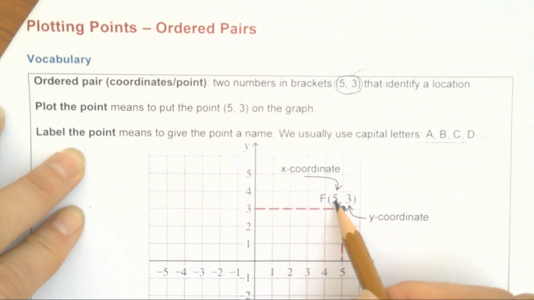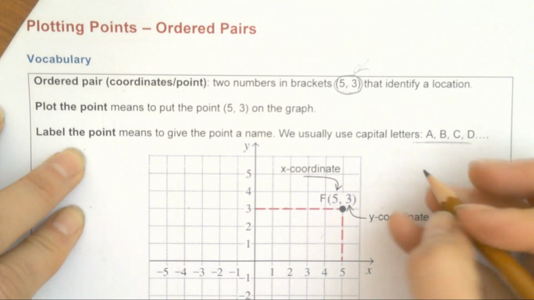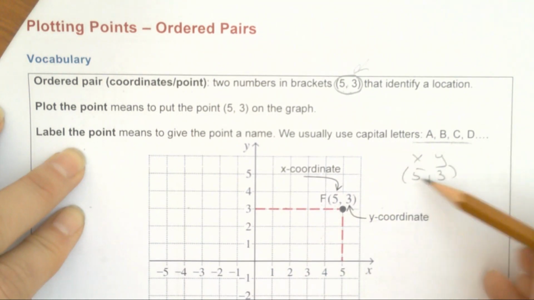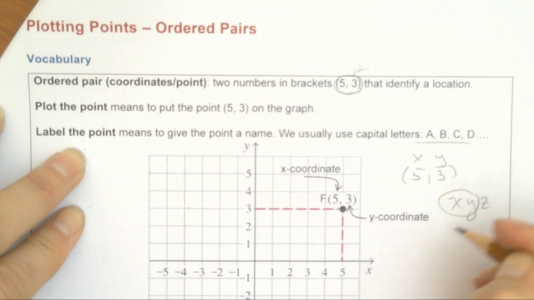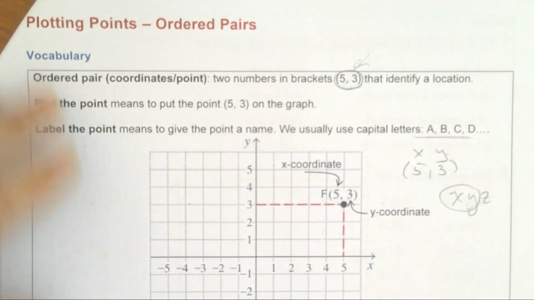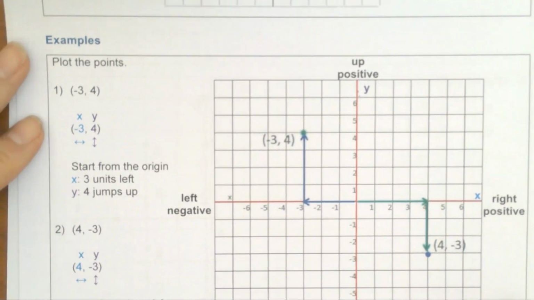The first number is the x coordinate, and the second number is the y coordinate. And if you forget which one, so say here's 5 and 3, it goes x, y. If you forget which one is x and which one's y, you just say the alphabet. A, B, C, D, E, F, G, and so on, X, Y, Z. It's always in the same order as the alphabet, okay? So how do we plot the points? Let's go up here.